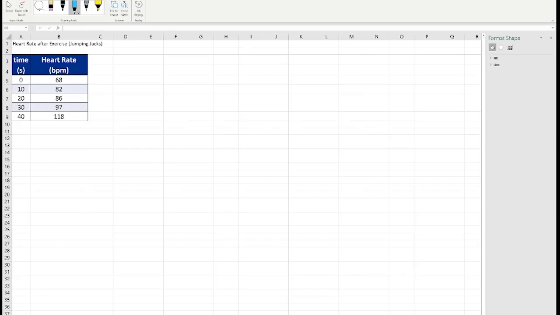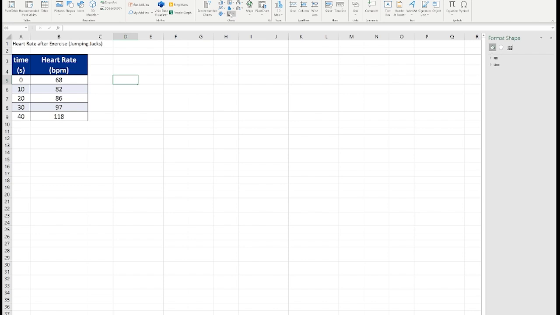We will use this heart rate after exercise data that I've already collected. This data shows the heart rate of an individual after doing jumping jacks for a certain amount of time. Before we perform linear regression analysis on this data, we must first plot the information. We went over plotting in a previous video, so let's exercise those skills here. In order to plot this data, I'm going to insert a scatter plot. Remember, we don't know the relationship between the data points, and therefore we need to do a scatter plot, not a line graph.